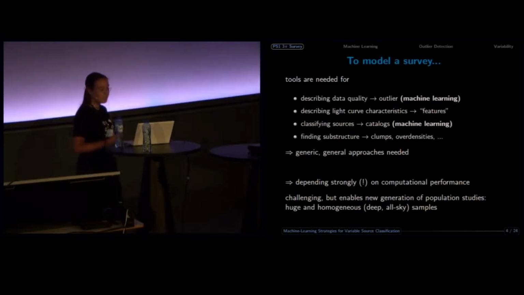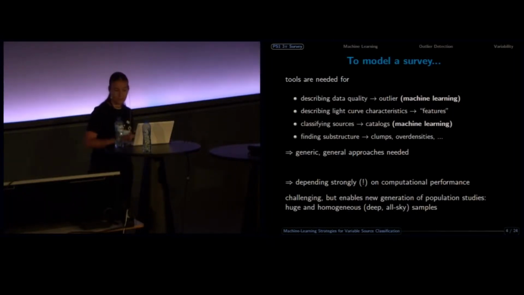All of this depends strongly on computational performance, so we have of course used some of the large computing centers available, for example in Garching, Munich, and so on. This is a very challenging task, but it enables a new generation of population studies in the outer halo based on, for example, RRab stars. This is a subclass of RR Lyrae. This also means we have a huge and homogeneous sample because all of our data come from the same survey.